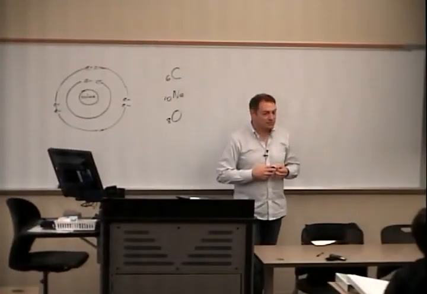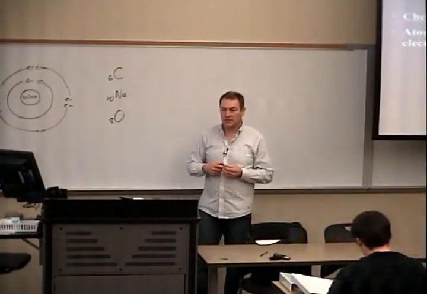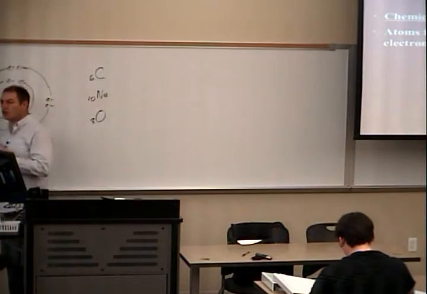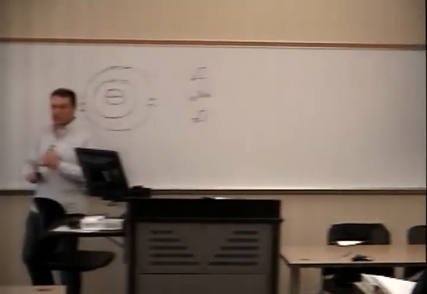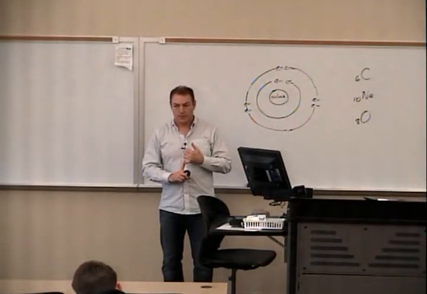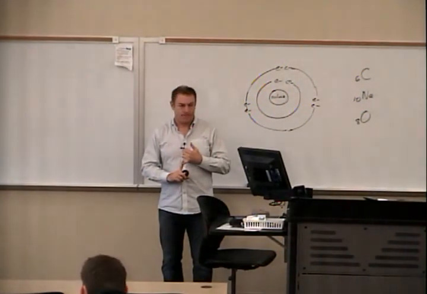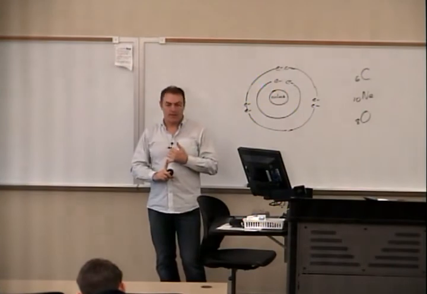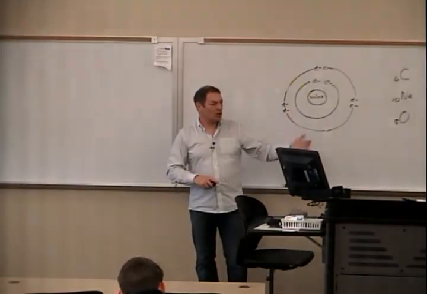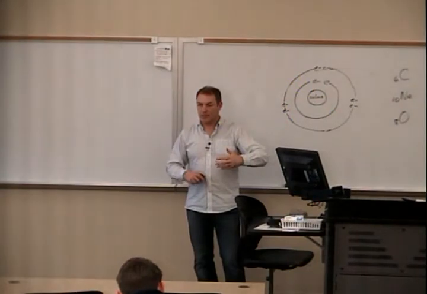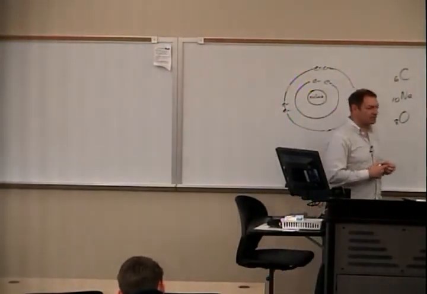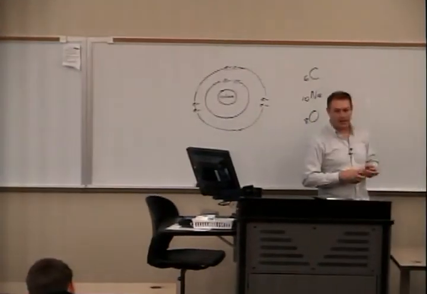Now, atoms form chemical bonds by either sharing or transferring electrons. They either share or transfer electrons. Now, there are other kinds of chemical bonds which don't transfer or share, but we're first going to talk about chemical bonds that involve sharing and transferring electrons in order to form the chemical bond.